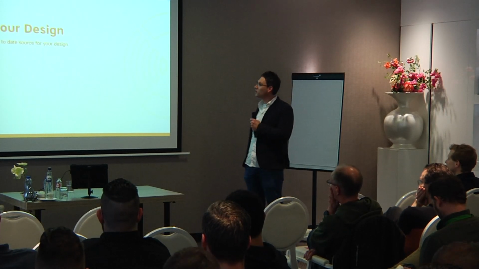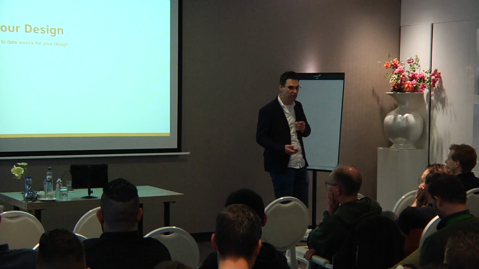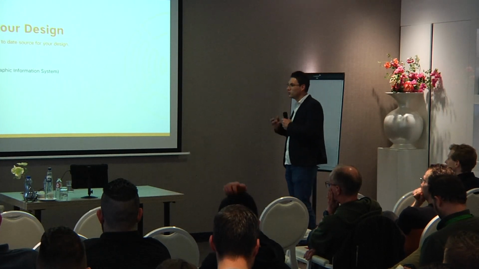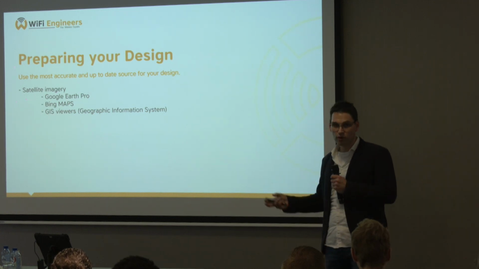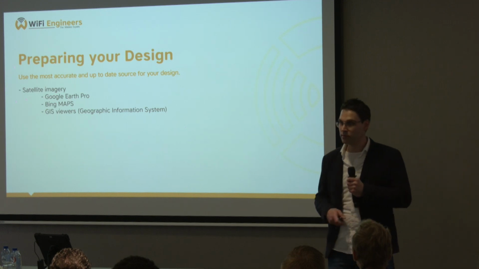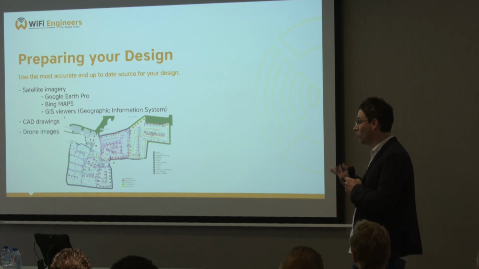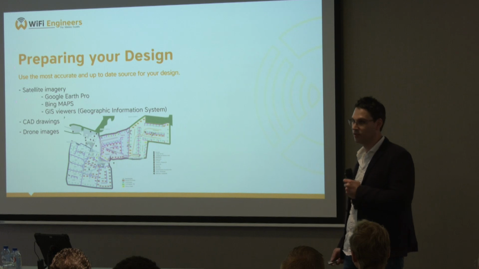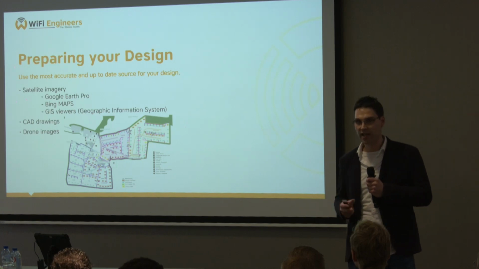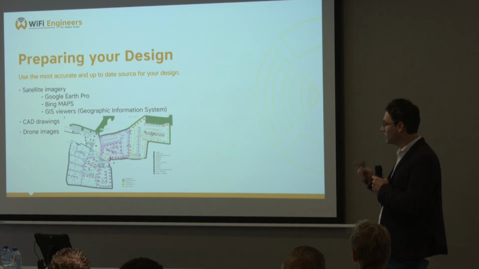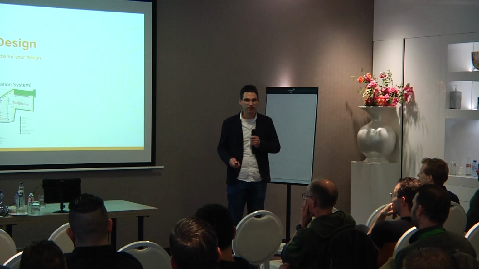When you start to prepare your design, it's really important that you try to work with accurate sources for your design. You can use satellite imagery, like for example Bing or Google Earth Maps, or some geographical information system, or maybe use a CAD drawing, or maybe use a drone image. So try to find out which source gives you the best accurate overview. That's also why it's important to go on site to see how the real environment looks there.